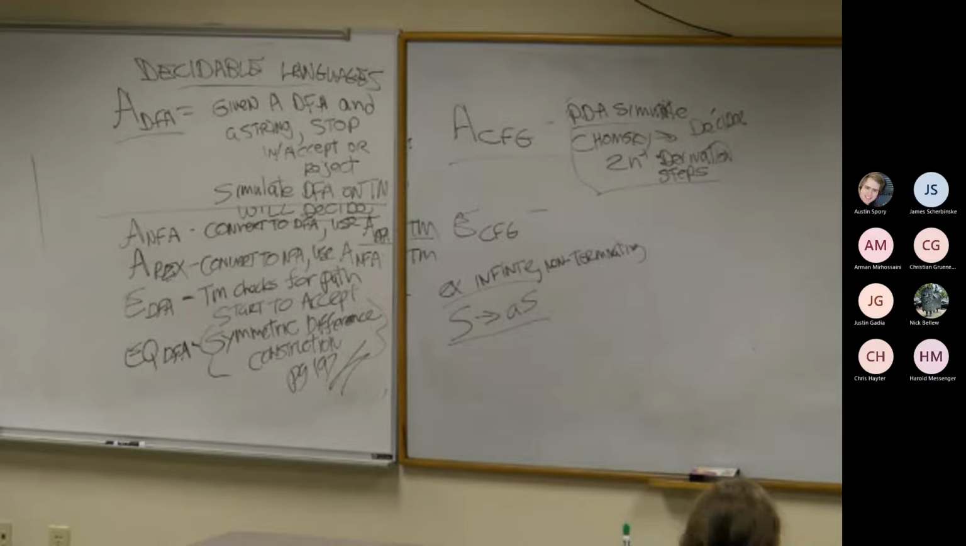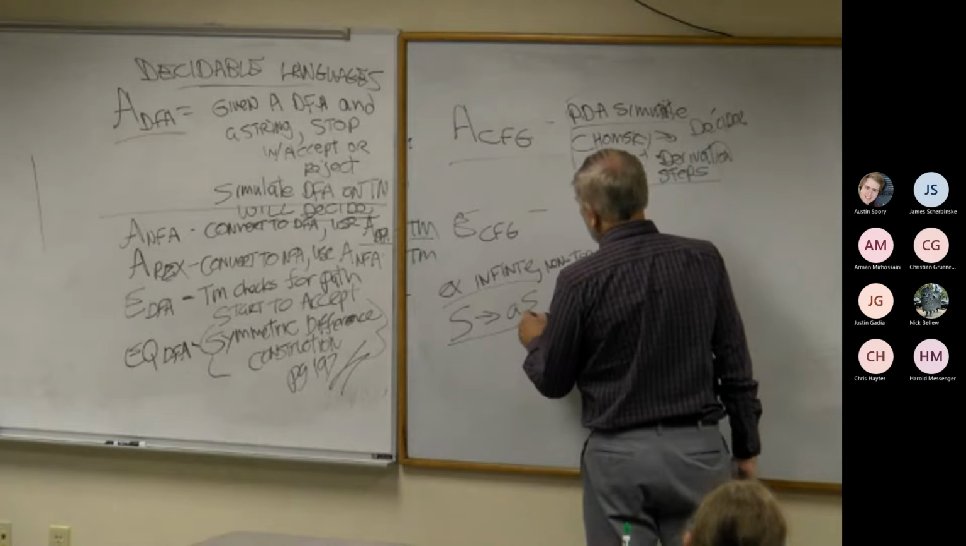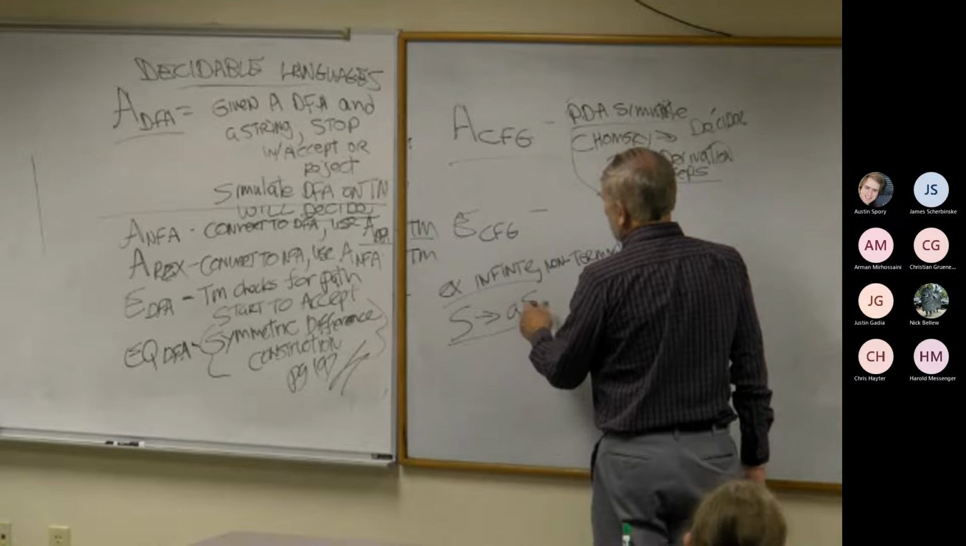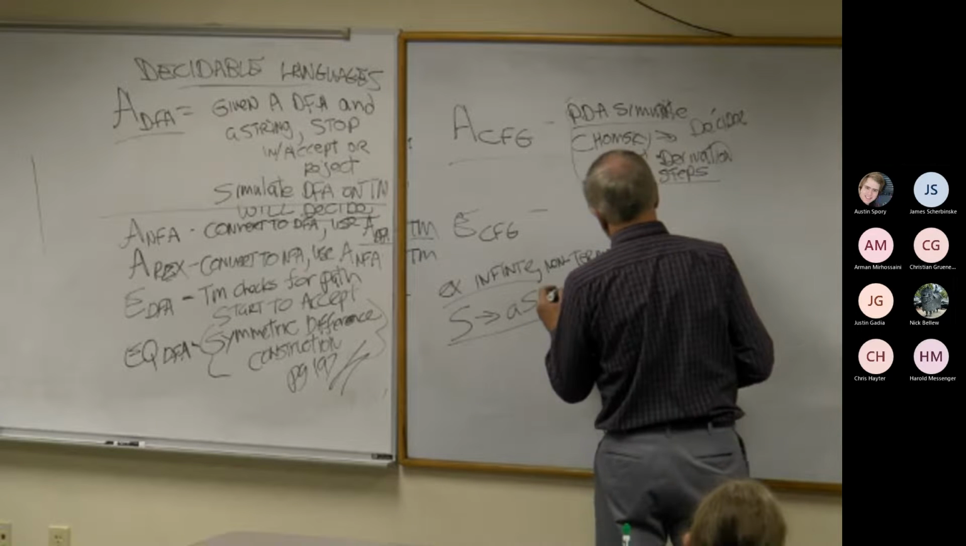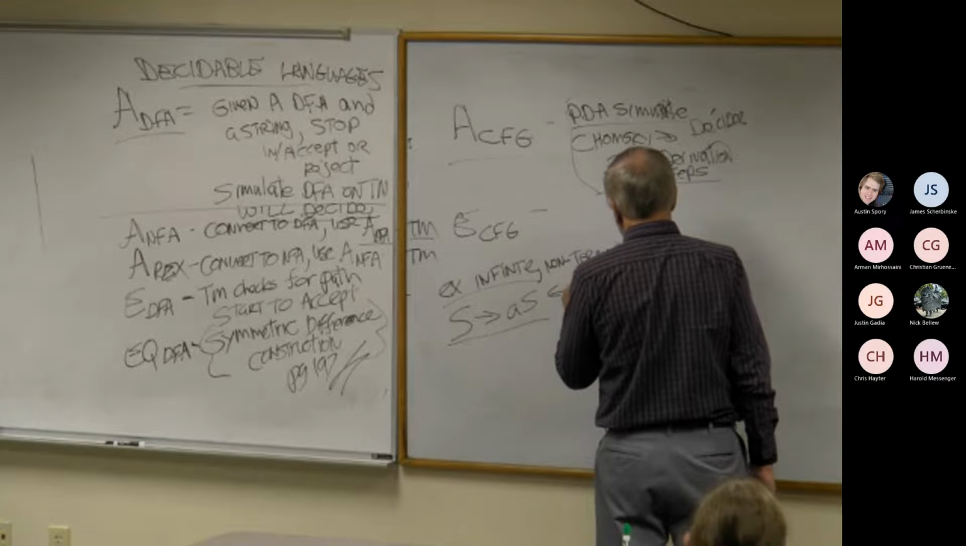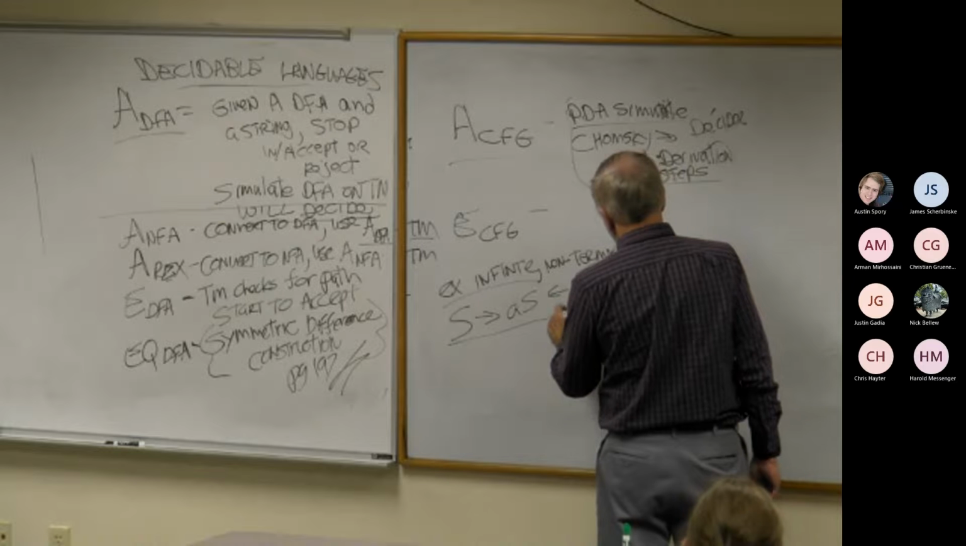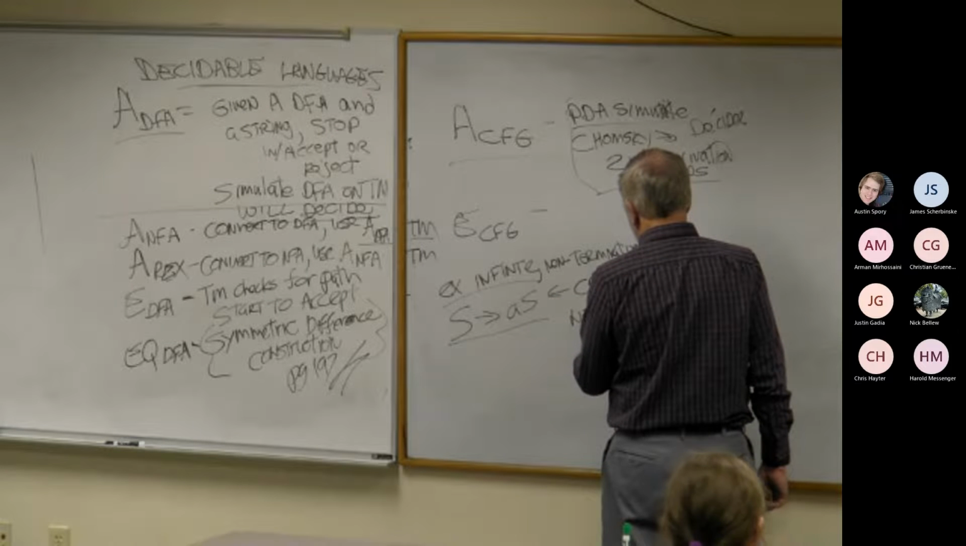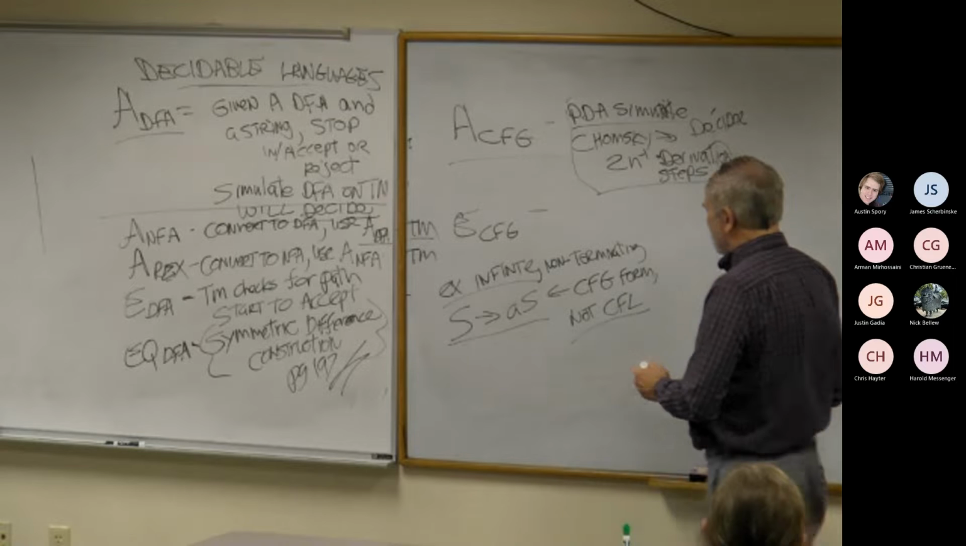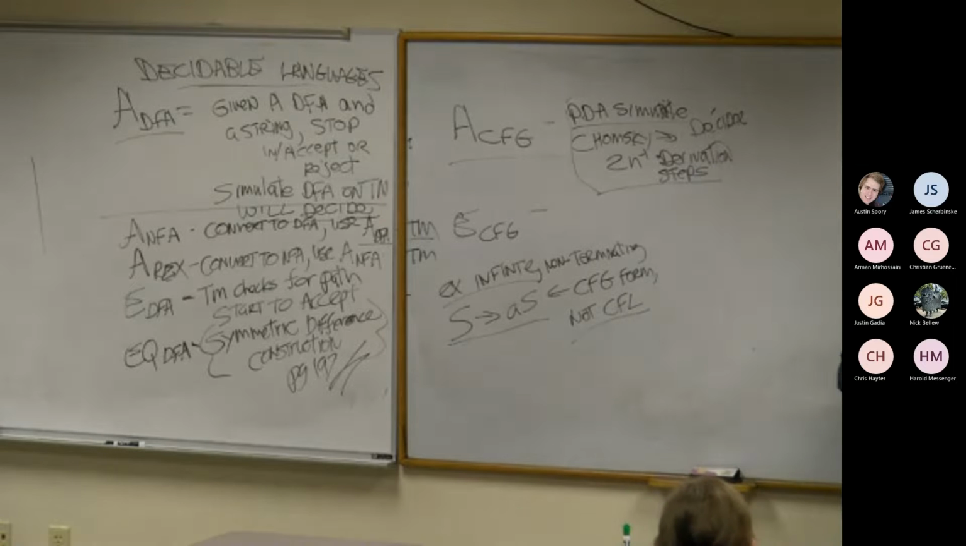There's nothing that says the CFG has to stop. That would give an infinitely long string. So this is a CFG form, but not a context-free language, because it has to stop, right? You can't do a derivation with this.